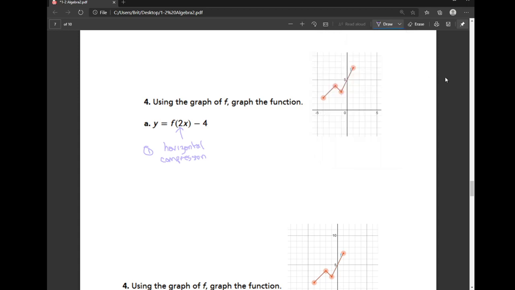So now let's look at this minus 4. This is outside the grouping symbol, so it's a vertical change. It's addition or subtraction, so it's a translation. And with it being a subtraction, that means that it's going down. And that's the second thing we'll do. So first we're going to compress this horizontally, and then we're going to translate it down.